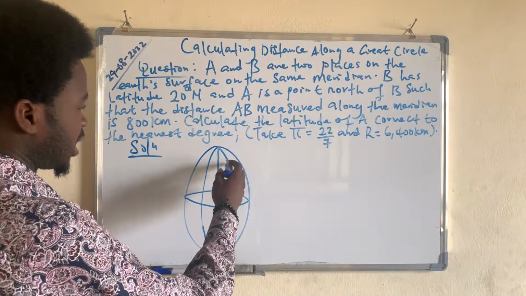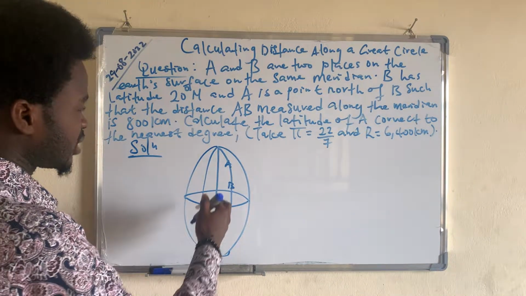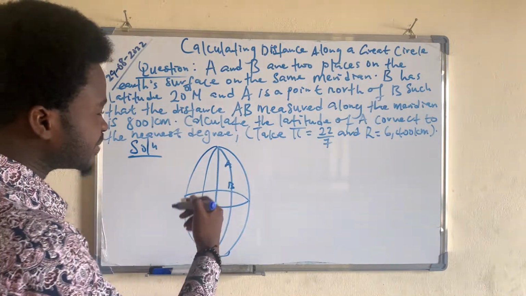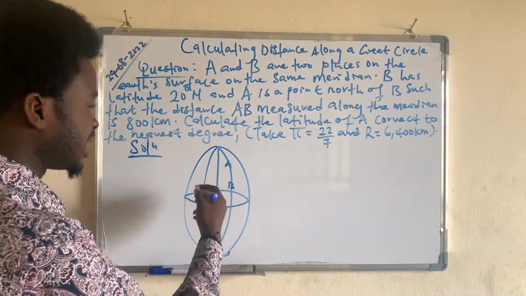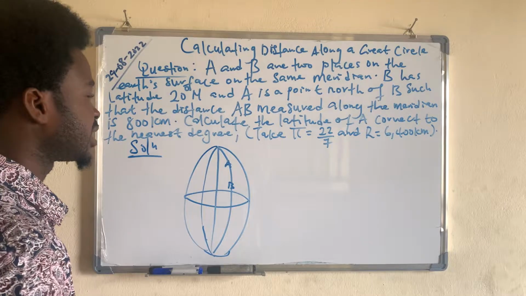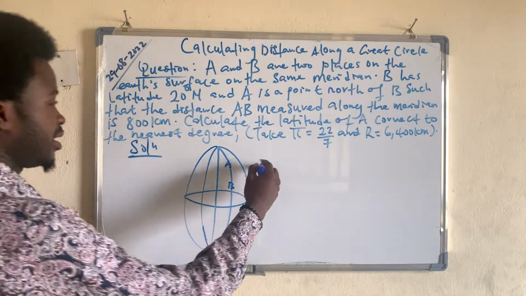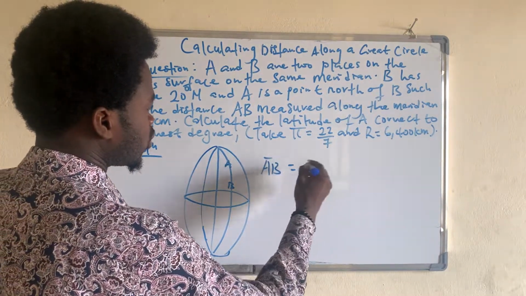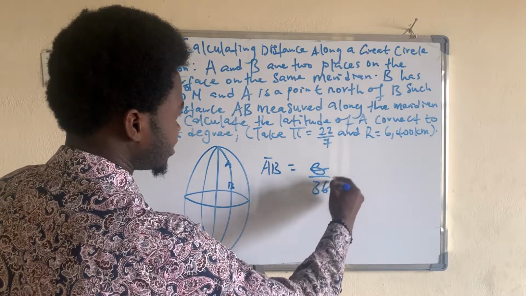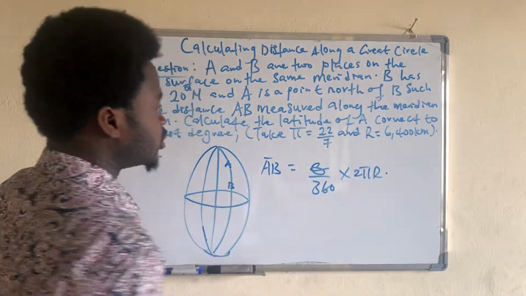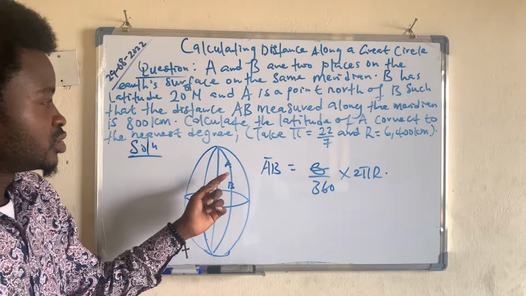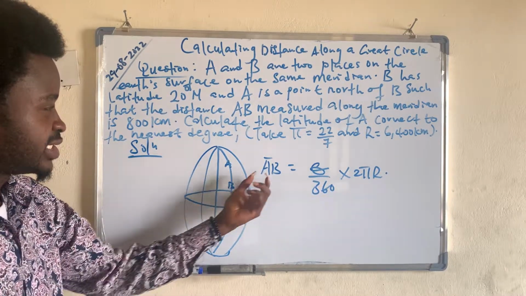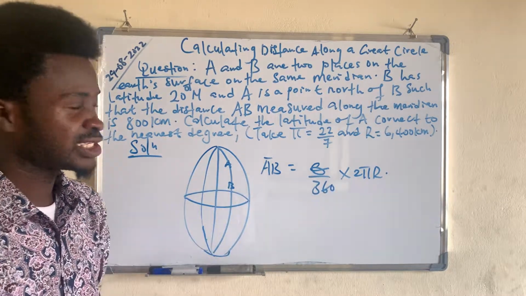Now the distance along the great circle, where A and B are points on the surface of the Earth, is created by the arc length. If we take A and B as those two points, the distance AB, which is the arc length, is equal to theta over 360 times 2 pi r. So whenever we are calculating the distance between two points on the Earth's surface, our distance AB is taken as theta over 360 times 2 pi r.